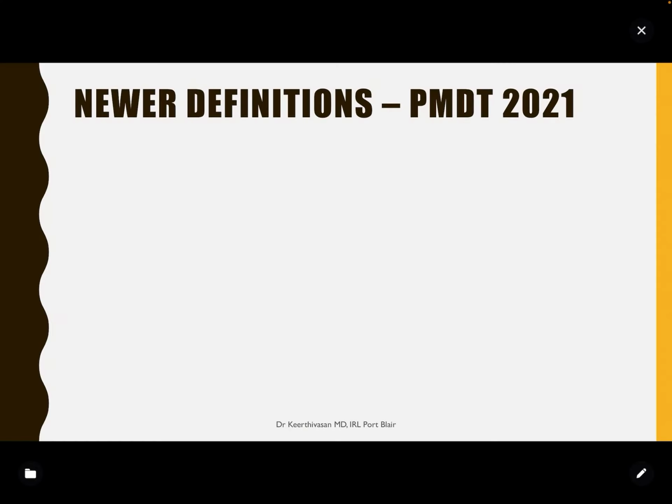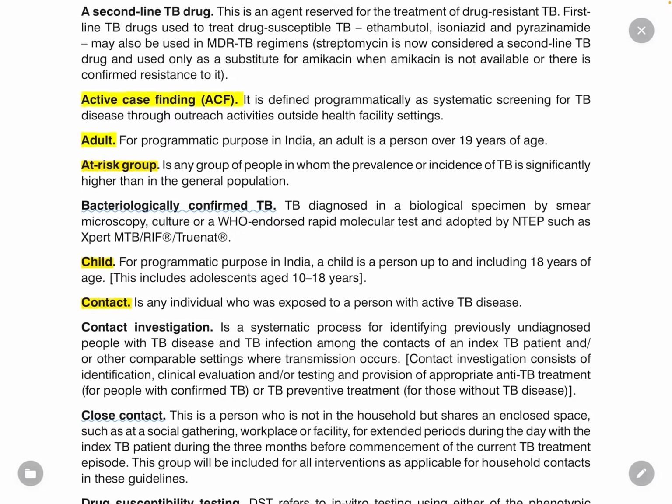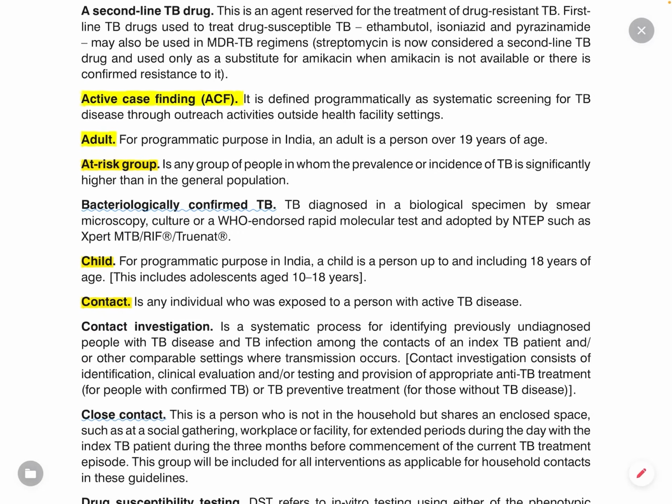Let's see some newer definitions. The current PMDT guideline is 2021. So you have to see certain newer definitions which have changed over the last few years, which will help in writing these monthly indicators and also your lab register. Here you have active case finding. Active case finding is programmatically systematic screening of TB disease through outreach activities. So in the field, you are going and searching based upon symptoms. That is called active case finding. And if the patient is coming to the OPD health facility, it is called passive screening.